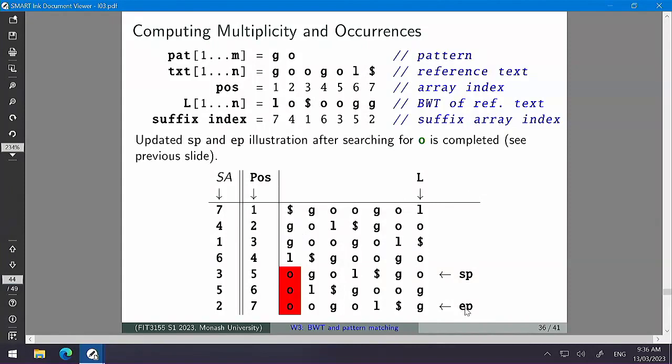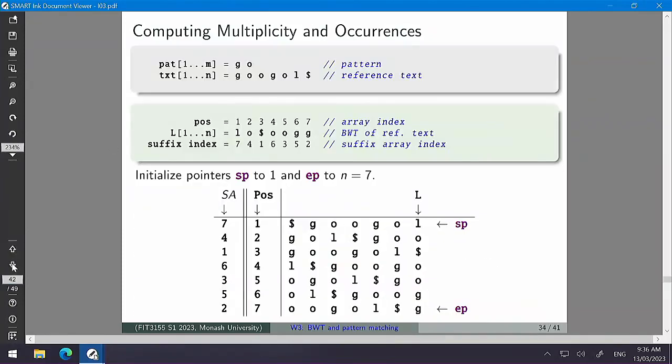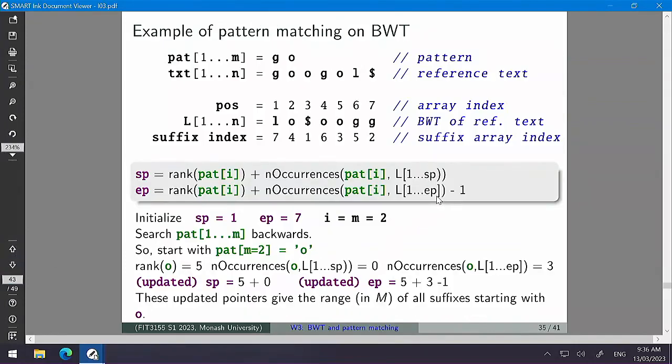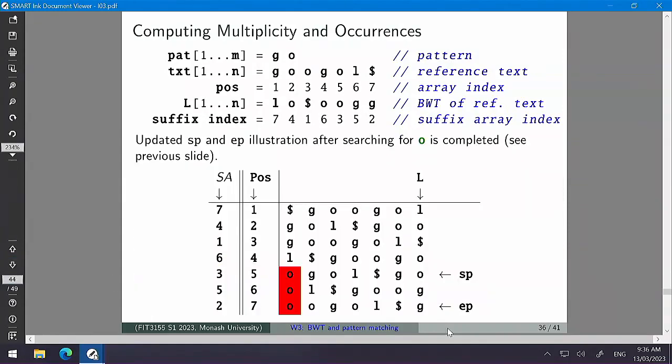Now how do I update the endpoint? Rank of G is 2 again. Number of times I've seen a G from 1 to the current endpoint inclusive. Okay, so I can go back again. Can you see that it's an inclusive bracket here? That's inclusive, minus 1. So rank of G is 2, and the number of times I've seen a G from 1 to the current endpoint inclusive is basically 2. Minus 1 is 1. So 2 plus 2 minus 1 would be 3.